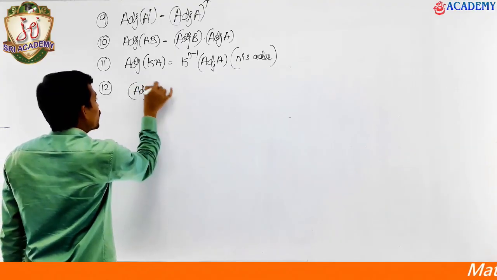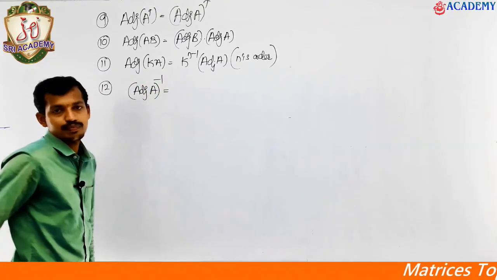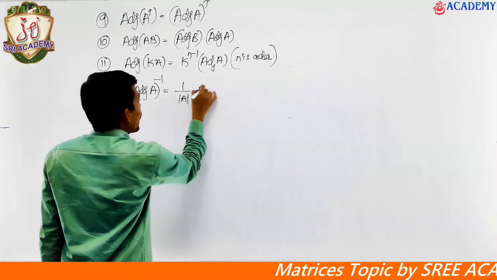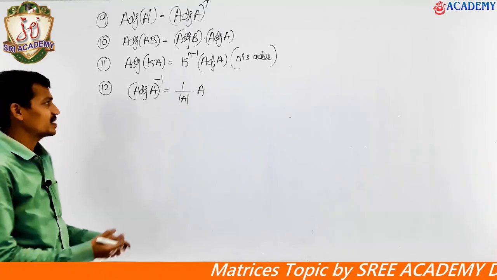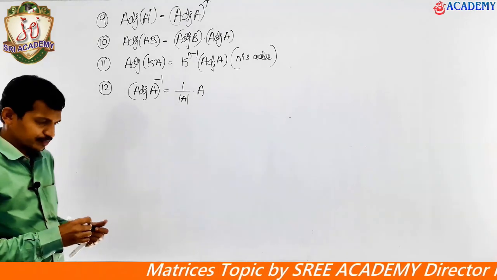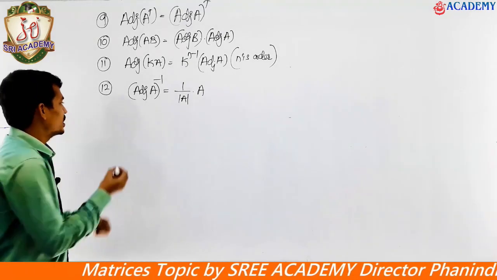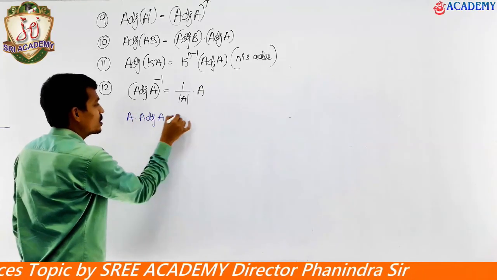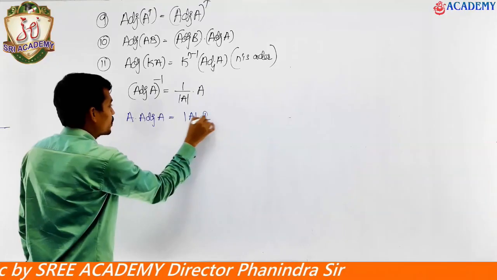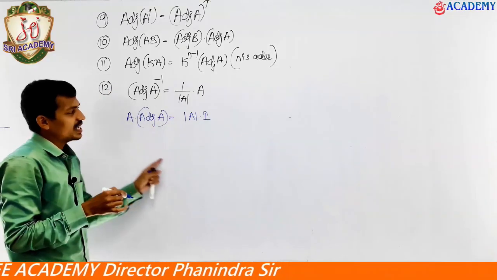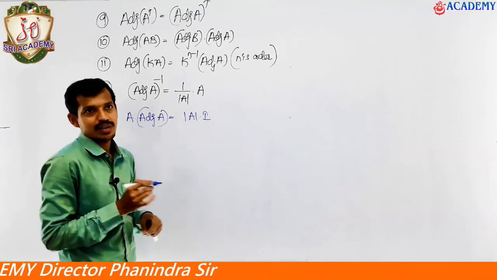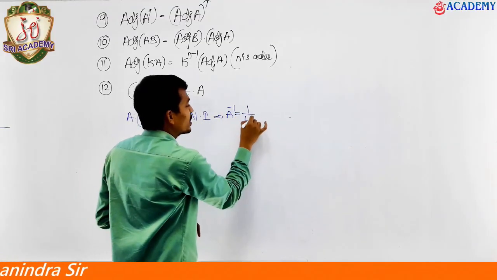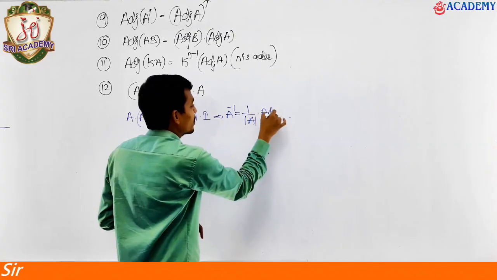Here one more very important thing, that is adjoint of A whole inverse equals 1 by determinant of A into A. This is also very easy, nothing but A into adjoint of A equals determinant of A into I. If I take A this side, you get the A inverse formula, that is A inverse equals 1 by determinant of A into adjoint of A.